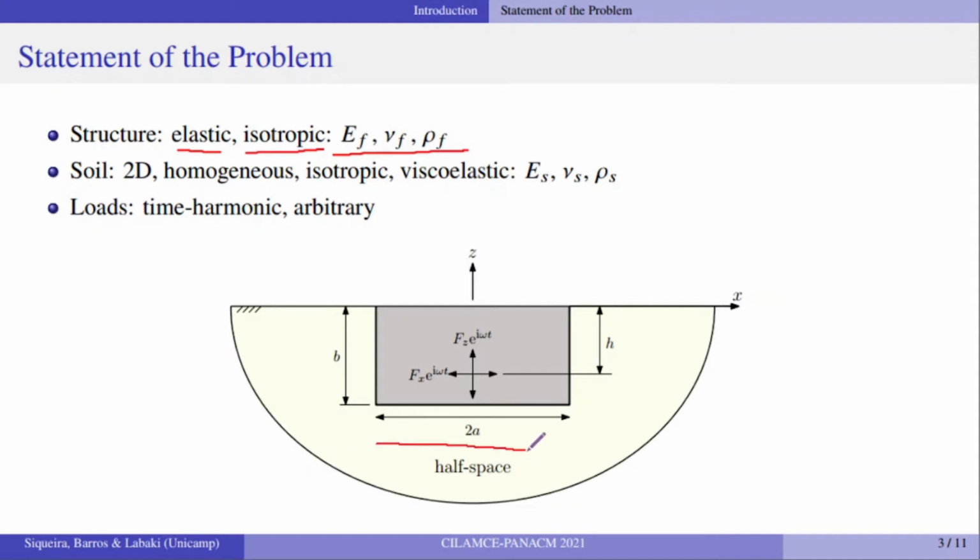cross-section of width 2a and height b. This structure is embedded in a two-dimensional homogeneous, isotropic, viscoelastic half-space, with these properties. We considered a plane strain case, and that the structure is perfectly bonded to the soil throughout the structure-soil interface. Time harmonic horizontal and vertical loads of magnitude fx and fz can be applied anywhere in the domain of the structure in terms of nodal equivalence.